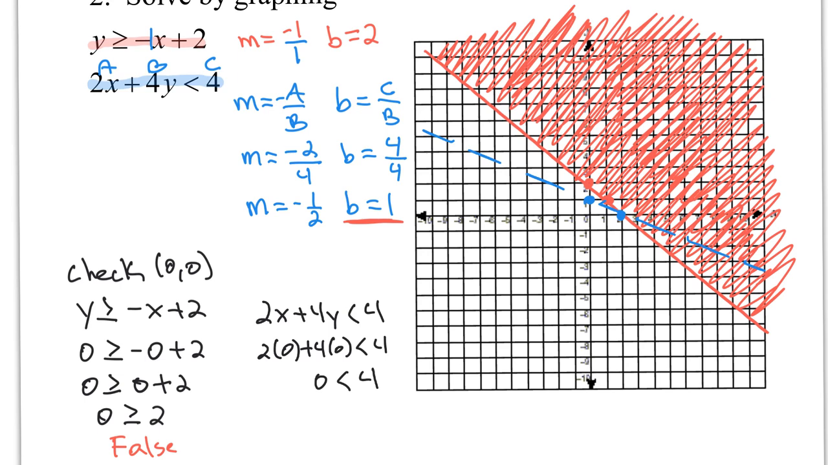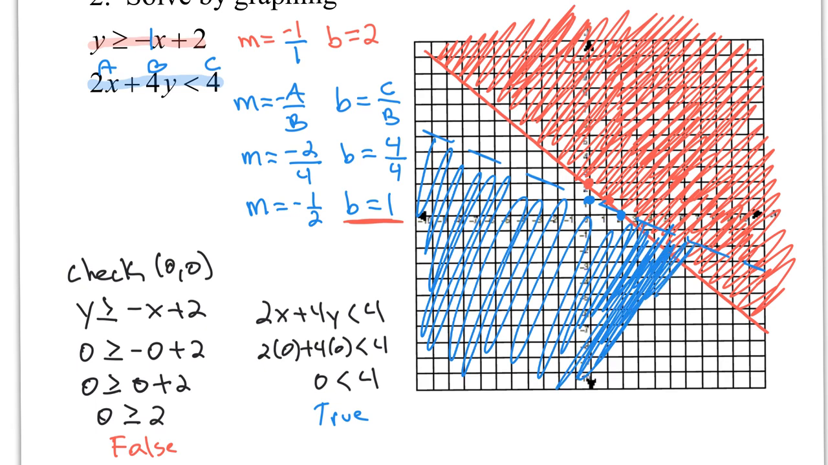And you guys see that we get 0 is less than 4, which is true. So since this is true, go ahead and look for the origin. The origin is right here. The line, the blue line, is on the top. So the origin is true. You are going to shade where the origin is at. So I'm going to shade all of this right here on the bottom of the blue line.